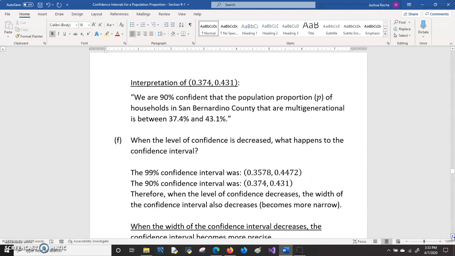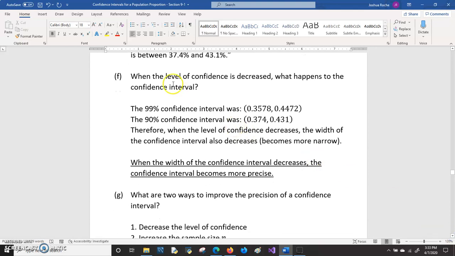But I'm going to go on to part F. Part F says, when the level of confidence is decreased, what happens to the confidence interval? So in part C, we calculated the 99% confidence interval, and it was 0.3578 for the lower bound, 0.4472 for the upper bound. In part E, the 90% confidence interval was calculated, and it came out to 0.374 for the lower and 0.431 for the upper bound. And so what's happening is that this interval is more narrow. Its width has decreased, and that's always going to be the case. When you decrease your level of confidence, your interval becomes more narrow.